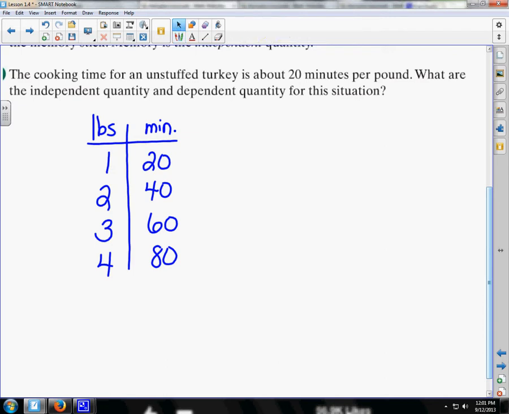If you think about it that way of making a table, the pounds are going to be just whatever turkey you pick up. That's what's going to be the pound. It doesn't change. It's just whatever it is. But the minutes will change based on the pounds. So the pounds is the independent variable and the minutes are the dependent variable.